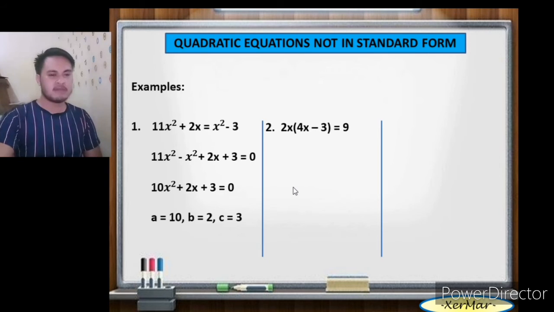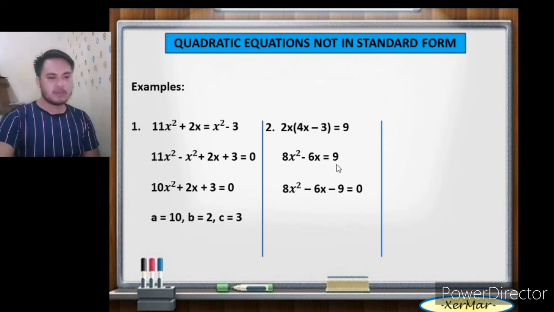We have 2x times the quantity of 4x minus 3 equals 9. Number 2 is different from number 1. What are we going to do first? We will expand the left quantity by multiplying 2x to the quantity of 4x minus 3. 2x times 4x is 8x squared, and 2x times negative 3 is negative 6x, equals 9. Be careful in multiplying, especially the sign.